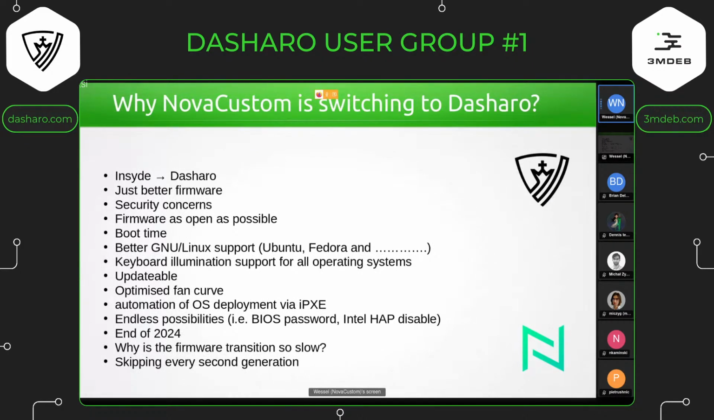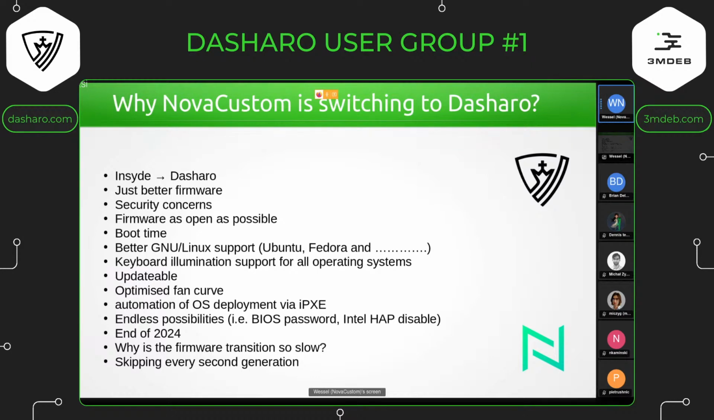So we want to sell our laptops with better support for certain GNU/Linux operating systems, especially Ubuntu, Fedora, and some others. There is a problem with the insyde firmware where the keyboard illumination depends on software, and we would rather have the keyboard illumination of our laptops controlled by the firmware itself, so that it is supported for all operating systems and does not depend on any software.